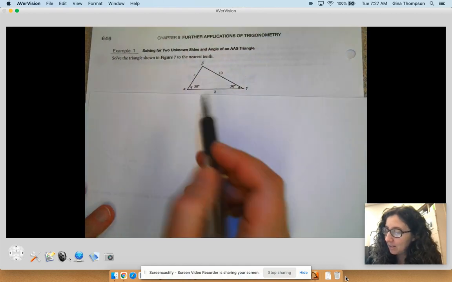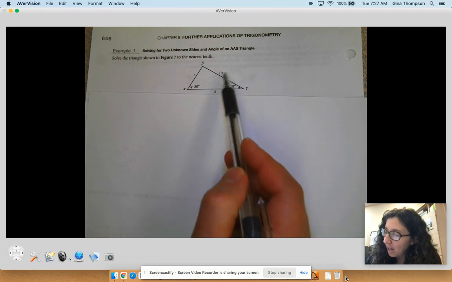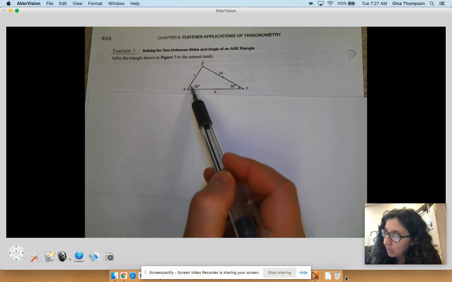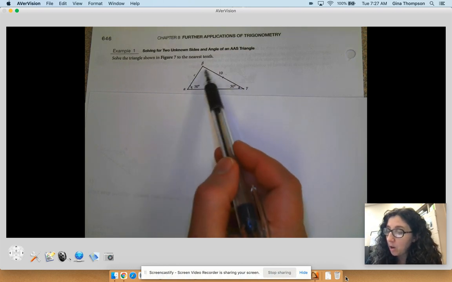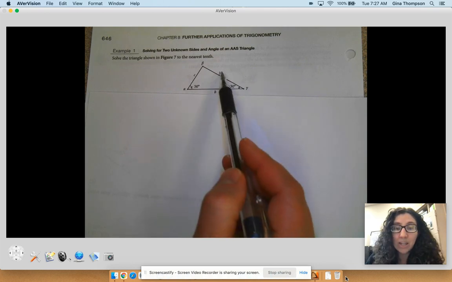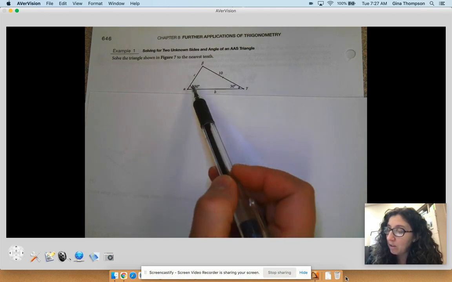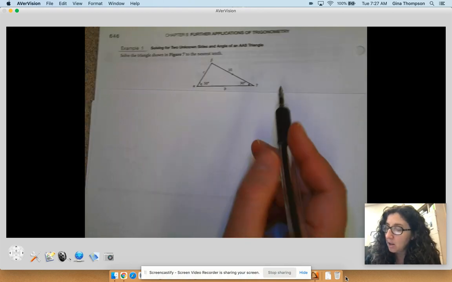Let's solve this triangle. So what case do we have here? We know a side, and we have two angles. So we have angle, angle, side. We could find this angle if we wanted to. And the key here is that we have a side and an angle across from it, right? We have that ratio, so we can use the law of sines.